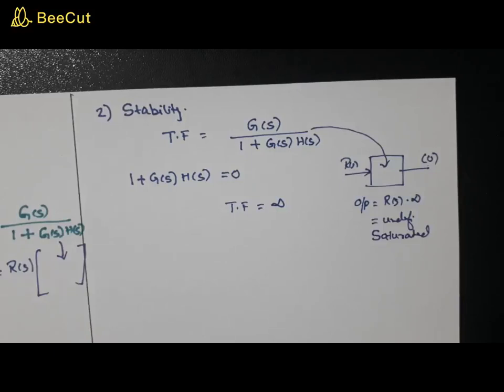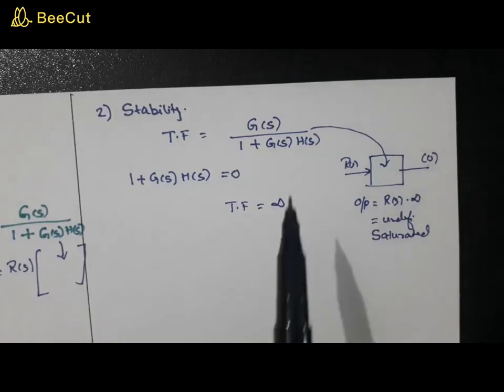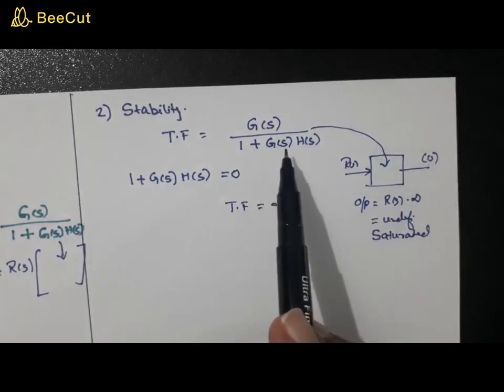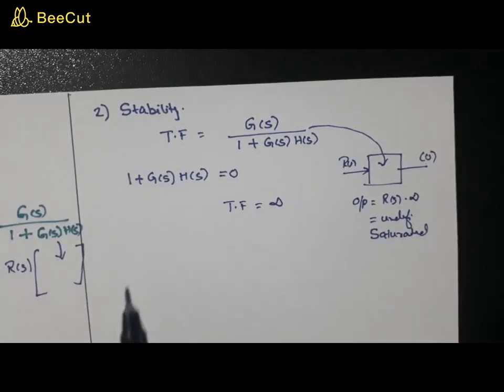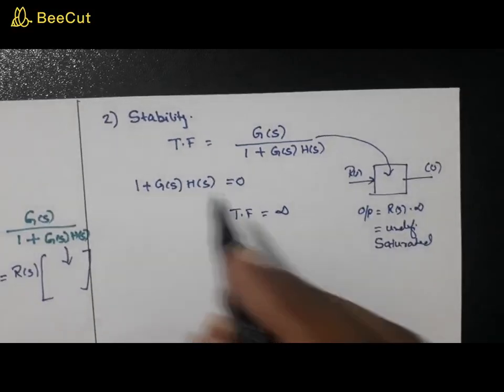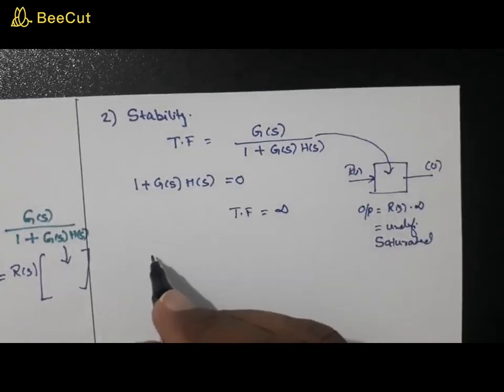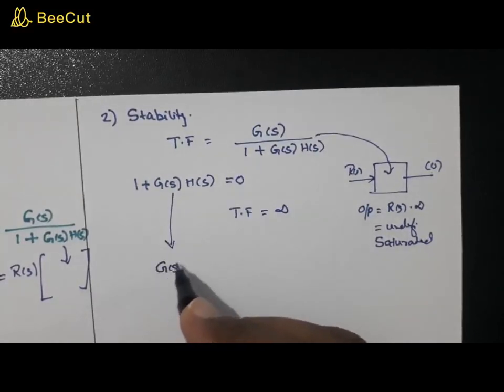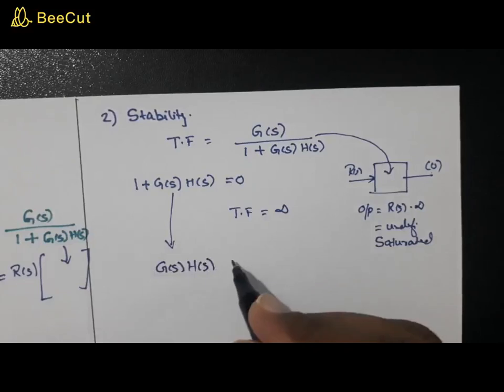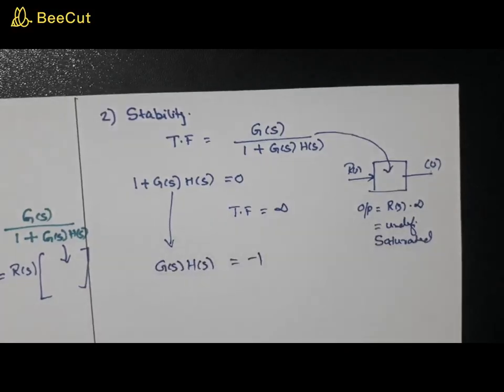Okay, now, the thing we need to consider is that you should make sure that 1 plus GSHS should never be 0. Okay. Now in a positive feedback, actually, okay, I'll explain. When 1 plus GSHS equals 0, from this what you can write is GSHS is equal to minus 1, right?